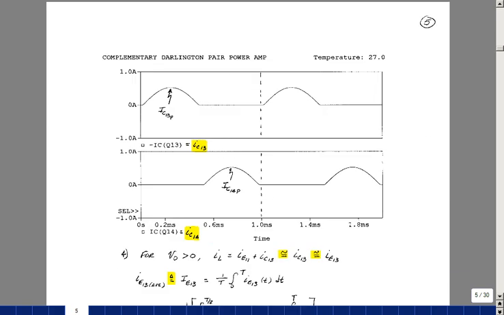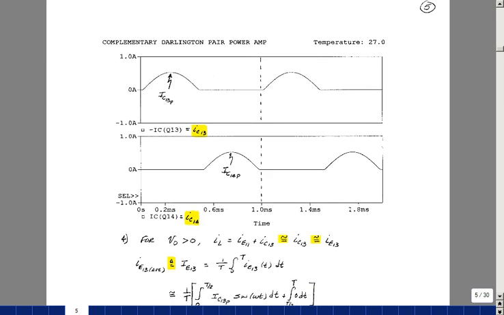Graphed here is the current in the collector of transistor 13 and transistor 14. And so you can see here that there's a value and then 0 and then a value and then 0. And then just the opposite here again: just the top half is on when the input's positive and the bottom half is on when the input's negative.